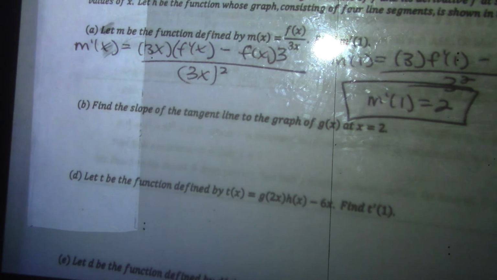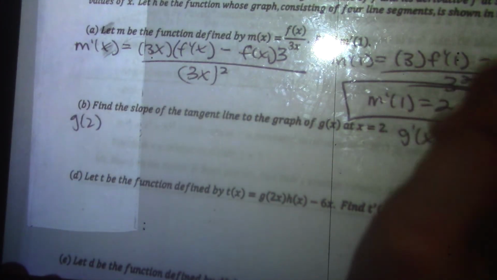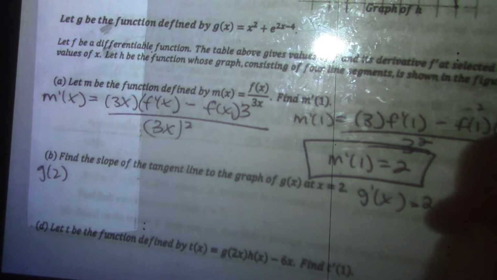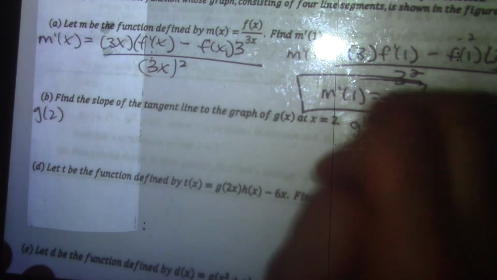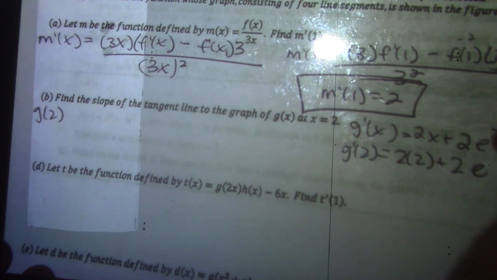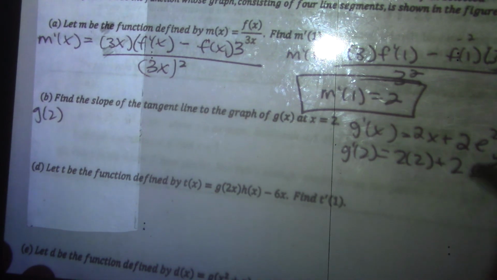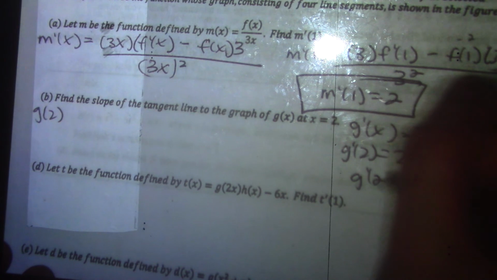Find the slope of the tangent line to the graph of g at x equals 2. So you need g of 2, and you also need g prime of 2. So g prime of x, I'll start with that, would be 2x plus e to the 2x minus 4 times the derivative of the inside, which is a 2. So then g prime of 2 is 2 times 2 plus 2, e to the 2 times 2 is 4 minus 4. 4 minus 4 is 0, e to the 0 is 1, so this is just a 2 right here. 4 plus 2 is 6. So g prime of 2 is 6.